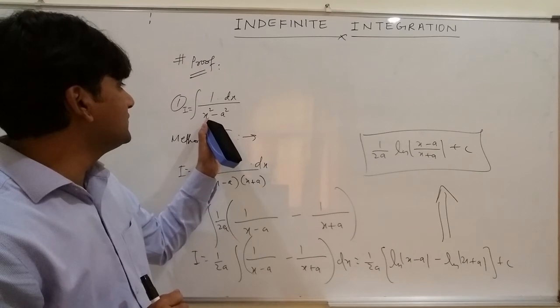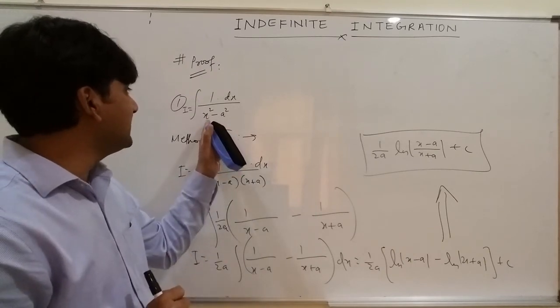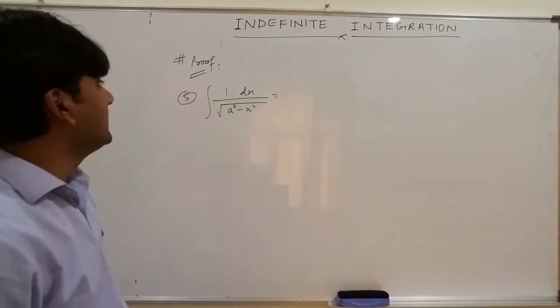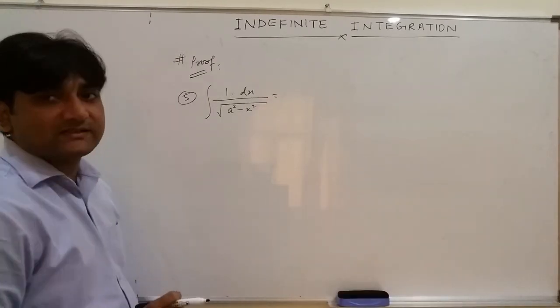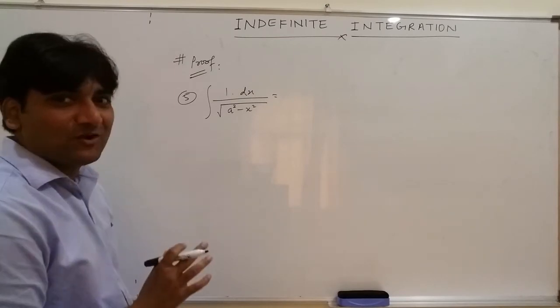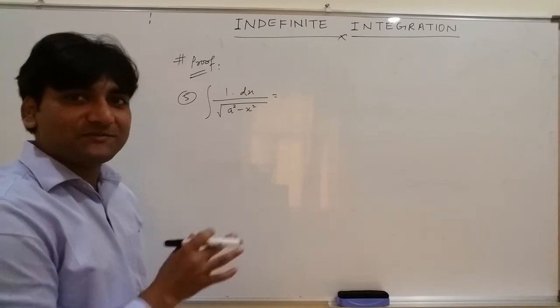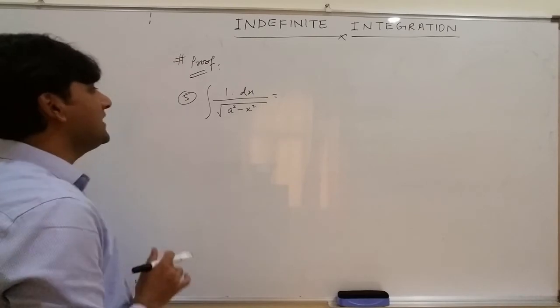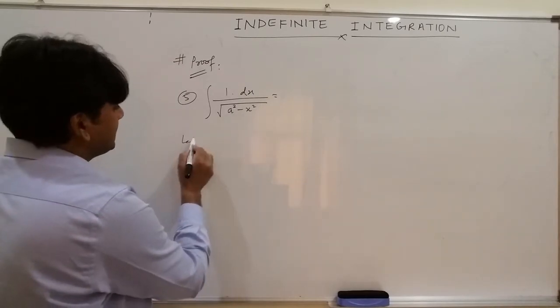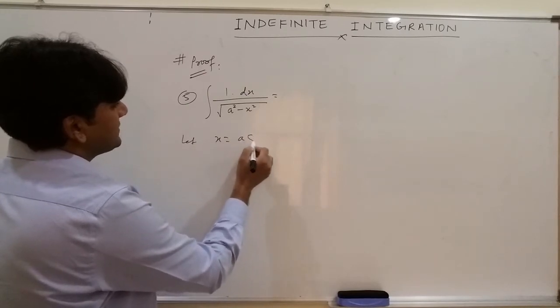I want to do the fifth one, where it was, I think, a square minus x square, right? So let's do 1 over root a square minus x square. Now there is no observation. Observation won't work. Only substitution will work. So a square minus x square. So x is a sine theta. Yes. Let x equal a sine theta.